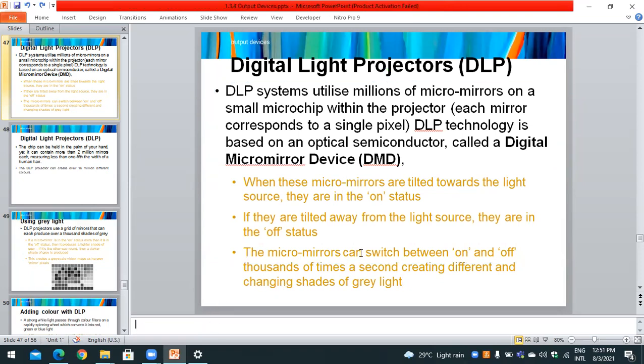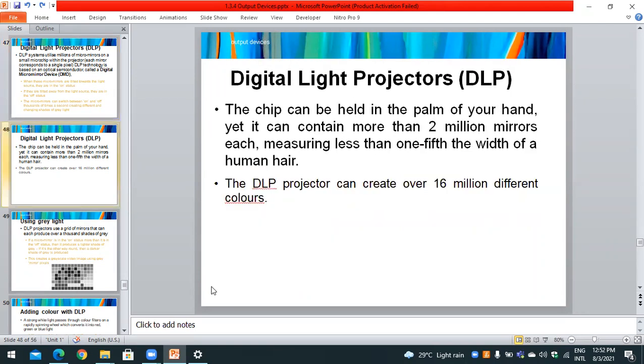Now the micro mirrors can switch between on and off thousands of times a second, creating different and changing shades of the gray light. After the gray light, as you must have seen in some recording areas, they keep a green light on the back side and through it they play colors, animation or videos on the back side, while a person like a newscaster stands in front. In the same way this technology also works. It produces gray light, with different shades, and after that we add colors to it.